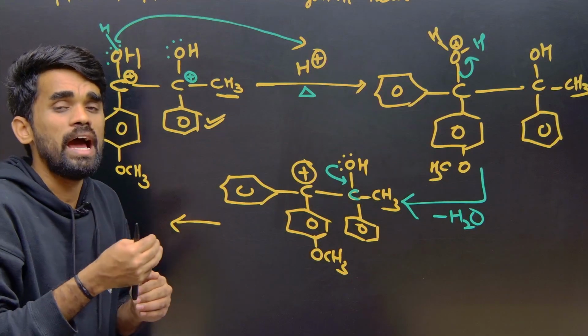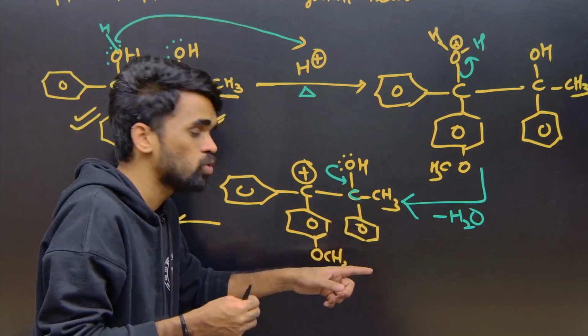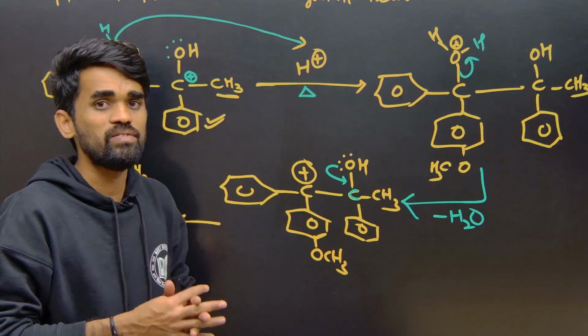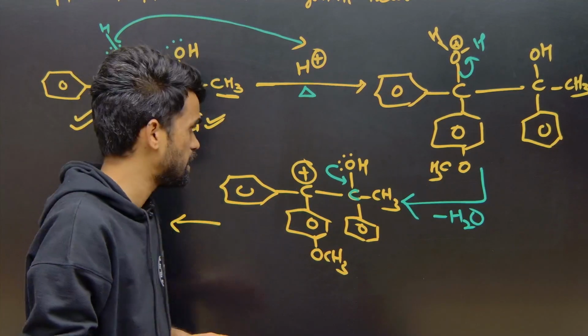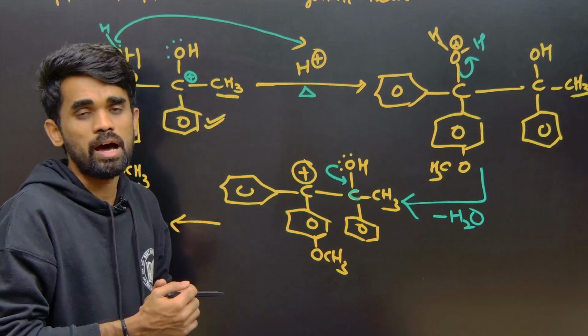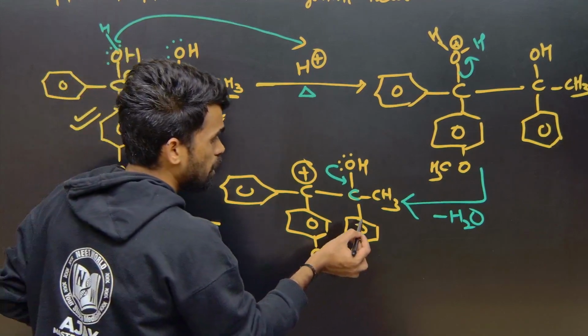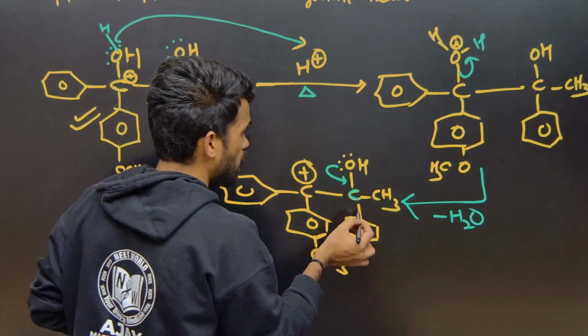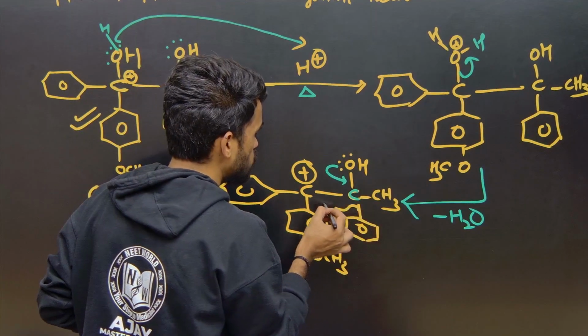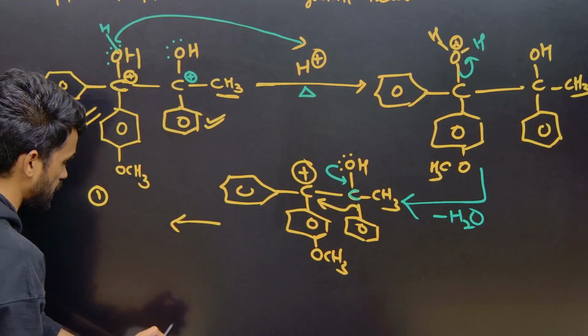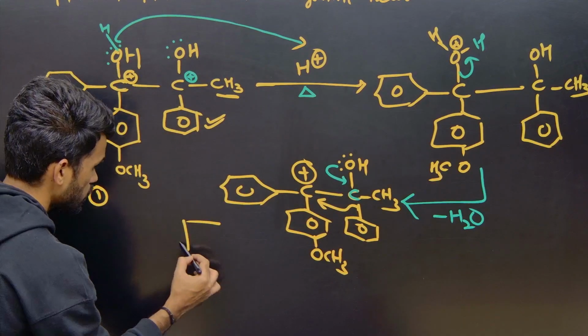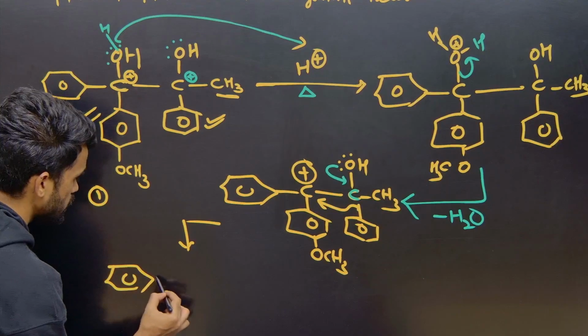Now how can we identify which of these 2 groups will migrate to here? That depends upon electron density. The group having more electron density will relatively migrate faster. The phenyl group has more electron density, so it will move faster to here when we compare with the methyl group, so that we will get a product something like this. I am writing this as it is.